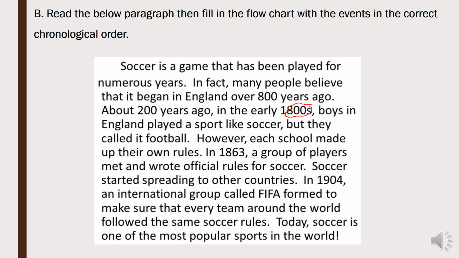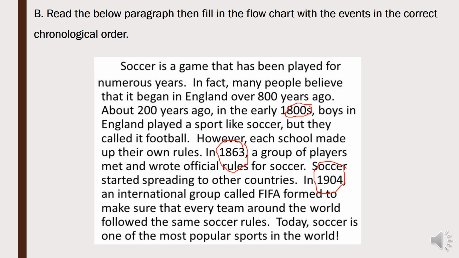However, each school made up their own rules. In 1863, a group of players met and wrote official rules for soccer. So the rules for soccer were put in 1863. Soccer started spreading in other countries. In 1904, and this is the third event, an international group called FIFA formed to make sure that every team around the world followed the same soccer rules. Today, soccer is one of the most popular sports in the world.